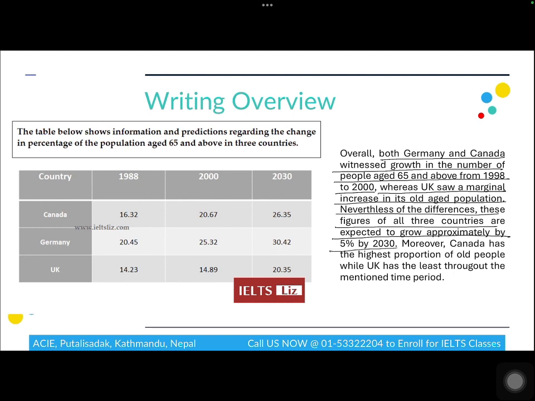So I'm also doing data benchmarking here. And on the basis of that data, I have grouped my information. So in these two statements, I talked about how the data has changed over time. Now I'm also talking about, moreover, Canada has the highest proportion of old people, while UK has the least throughout the mentioned time period. So I'm also talking about the highest and least data points for these countries in these 3 years, right? So that is how you can write your overview.